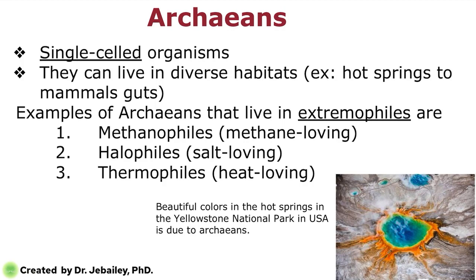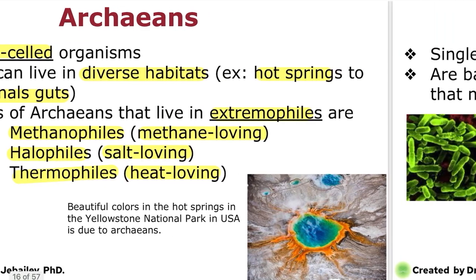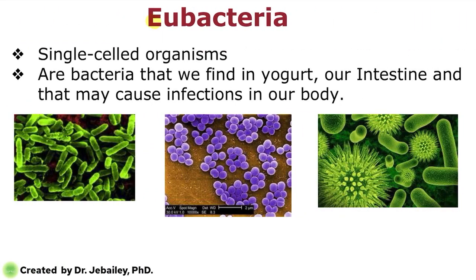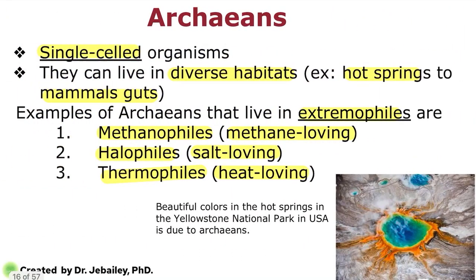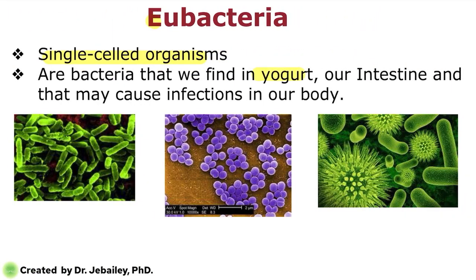So let's talk about each one of these domains. Now, archaeans are basically single-celled, and they can live in so many different areas, from hot springs to mammal guts, and in very extreme places, such as very salty places, very hot places, or where there's a lot of methane. That's why we have the methanophiles, the halophiles, and the thermophiles. Now, eubacteria are also single-cell organisms, the same as the archaeans. They can be found in your gut, in your intestines, and they might cause infections. And here are some pictures of them.